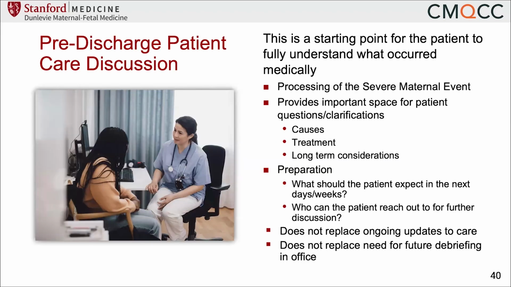So the pre-discharge patient care discussion is really a starting point so that the patient can fully understand what occurred to them medically. It helps them process the event in its entirety. It provides a space for patients' questions and clarifications. So what were the causes of this, if there were any that we can identify? What treatments were used during the treatment of the severe maternal event? And then are there any long-term considerations?